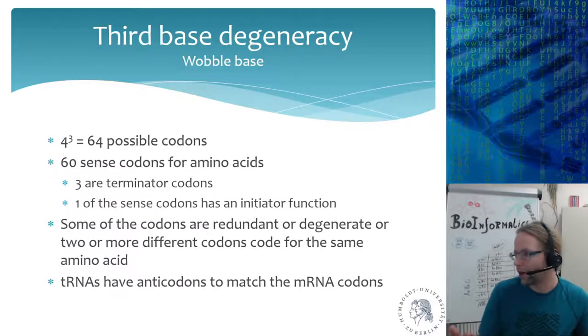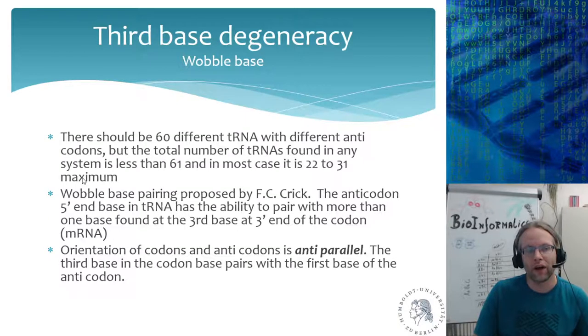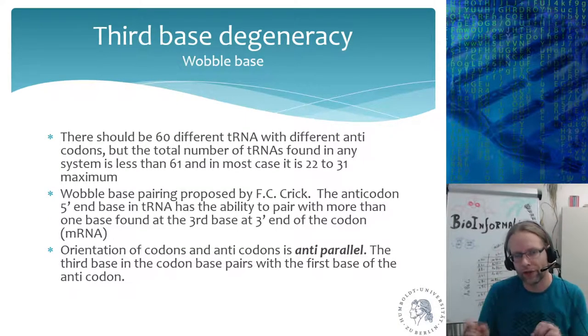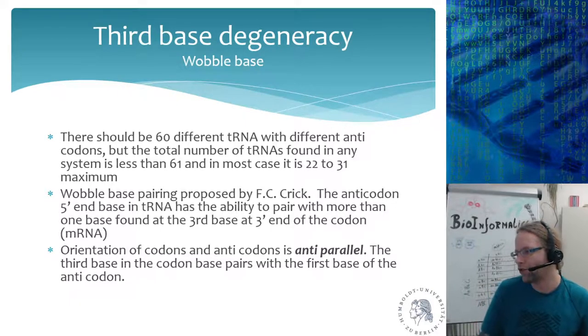We know that tRNAs are the things that match the mRNA codon. So how does it end up that there are only... there are actually 60 codons, so your body could make 60 tRNAs, but the total number of tRNAs found in the system is less than 61. In most cases, it's only 22 to 31. Even if you look at the most complex plant, it only has 31 unique tRNAs.